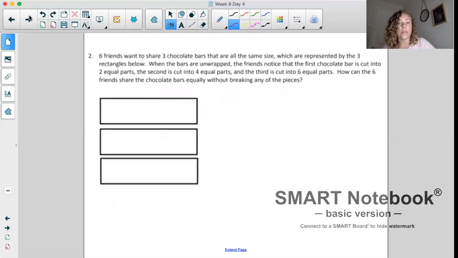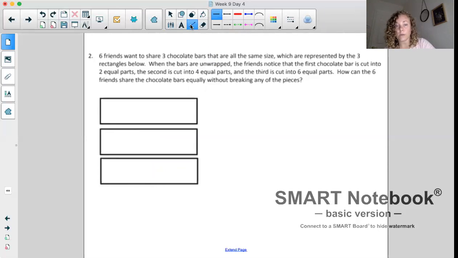Okay. 6 friends want to share 3 chocolate bars that are all the same size, which are represented by the rectangles below. But when the bars are unwrapped, the friends notice the first chocolate bar is cut into 2 equal parts. The second is cut into 4 equal parts, and the third is cut into 6 equal parts. How can 6 friends share the candy bars equally without breaking any of the pieces?